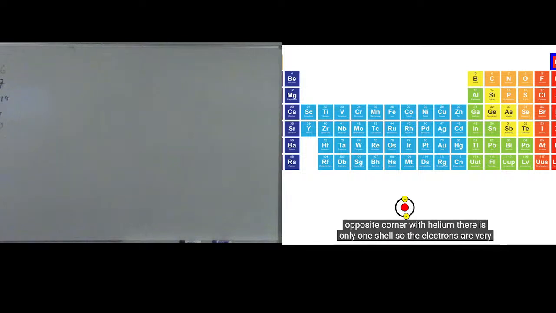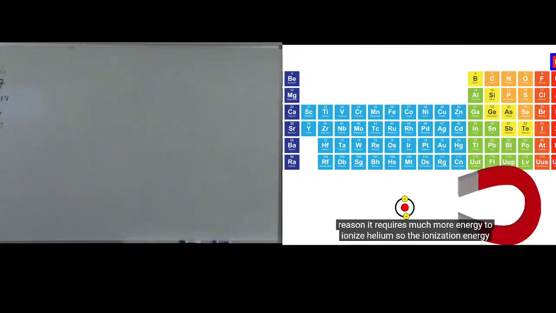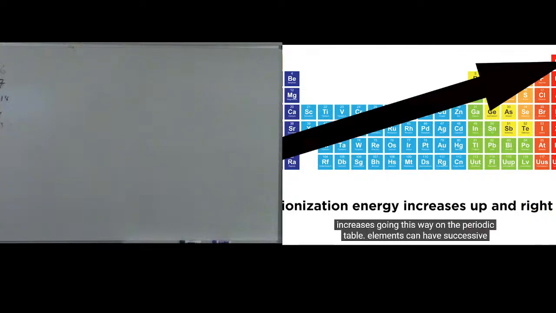Looking at the opposite corner with helium, there is only one shell, so the electrons are very close to the nucleus, and the shell is full, so it is very stable. For this reason, it requires much more energy to ionize helium. So the ionization energy increases going this way on the periodic table.